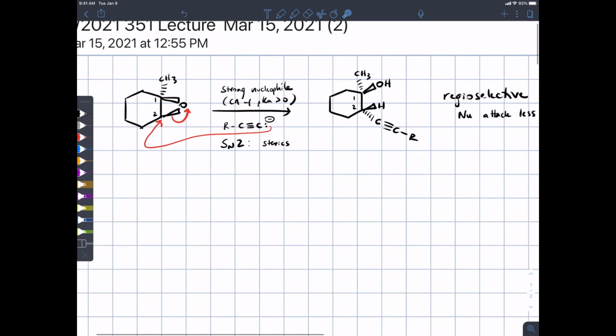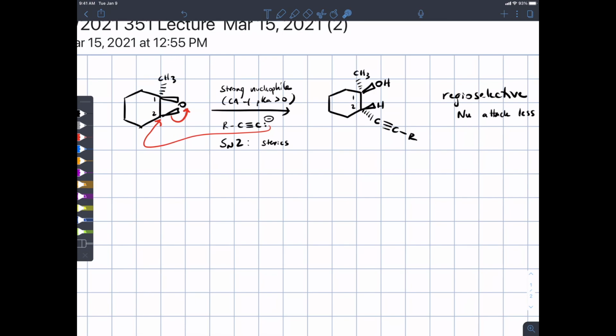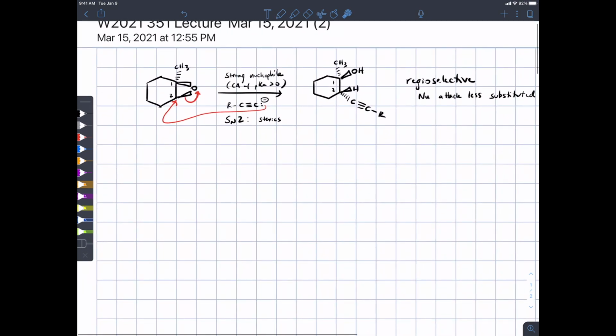And that's because the mechanism is very SN2-like. The nucleophile has to get in close to the alpha carbon before the leaving group leaves, and so sterics matter a lot. So that's one regioselectivity pattern.